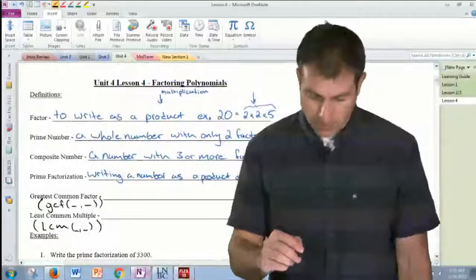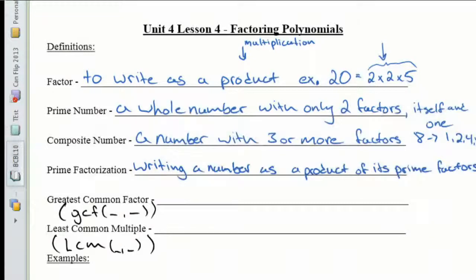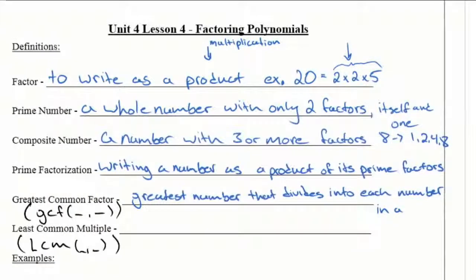So what is the greatest common factor? This is the greatest number that divides into each number in a set. And when I say a set, I just mean I give you two numbers, you tell me the greatest number that goes into both of those.